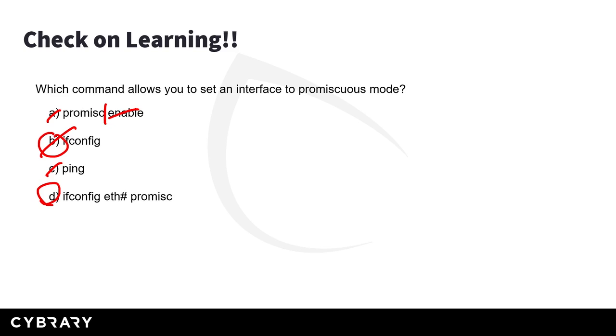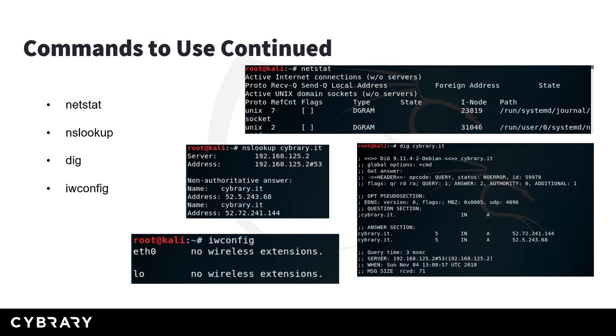You'll have an interface type with a number, and promisc, and that will enable promisc. And remember, if we want to disable promiscuous mode, we just put a minus out in front of the promisc command. So great job on that. Let's go ahead and jump into our next set of commands.